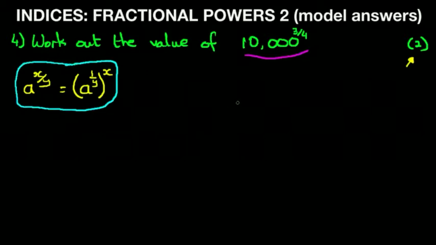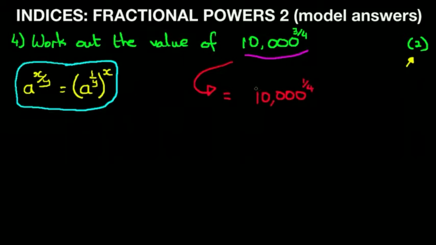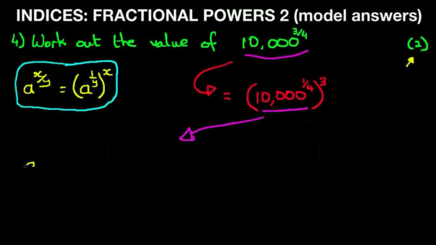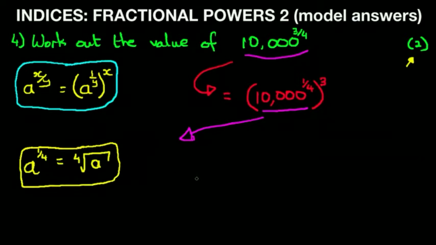Now again, the same principles apply, so please do not be frightened by large numbers. So let's go through our question. 10,000, using our formula, becomes 10,000 to the power of 1/4, brackets to the power of 3. Now this part here, 10,000 to the power of 1/4, we can use a second formula for this. We've already done this once. A to the power of 1/4 becomes the fourth root of a. So which number multiplied by itself 4 times gives the answer? Now we know that to get to 10,000, it is 10 times 10 times 10 times 10.